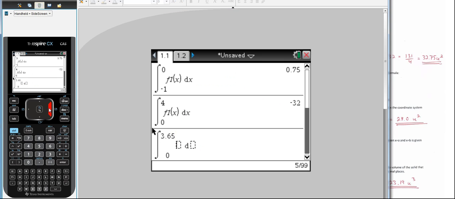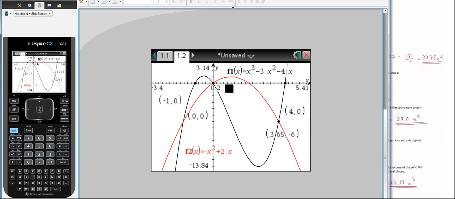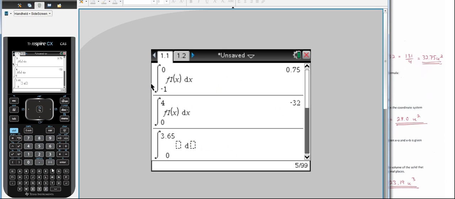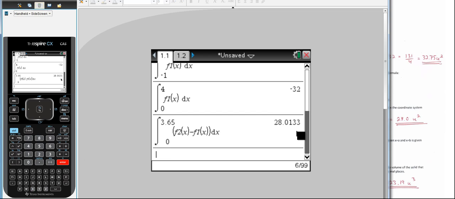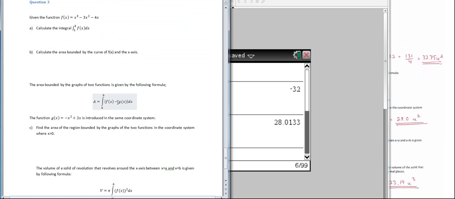And let's see, which one is the upper one? Okay, so it's f2, the red one. That's the upper function. f2 of x minus f1 of x dx. And then the answer is 28.0133.